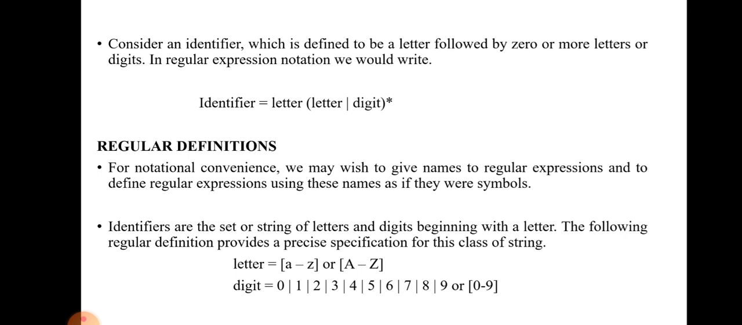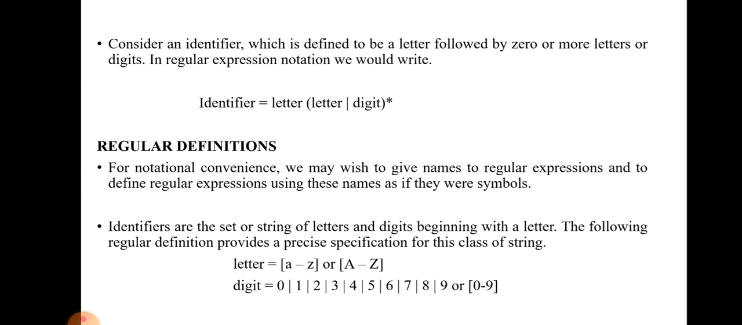A regular definition is nothing but giving a definition to each regular expression present in the rule. For example, in the above regular expression of an identifier, there are two regular expressions present: one is letter and another one is digit. So we can give the definition. The regular definition for letter is small a to z or capital A to Z, which means the letter may be a lowercase letter or an uppercase letter. So this is the regular definition for letter.